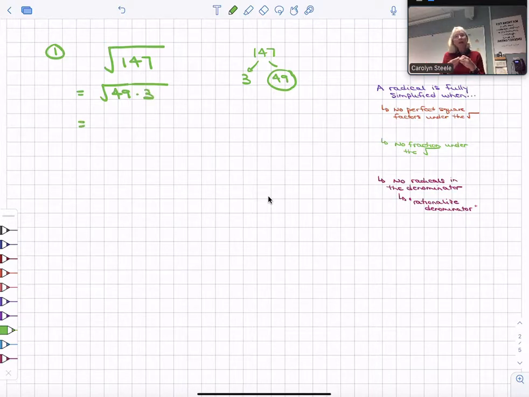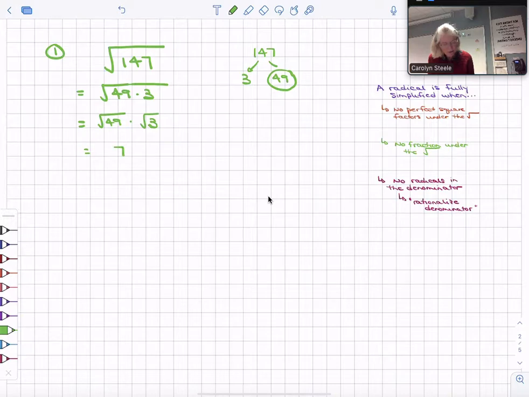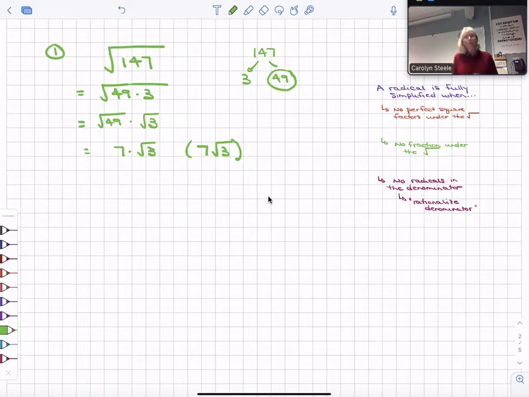And using one of those properties, we can distribute that radical to both of our factors. It's the same as the square root of 49 times the square root of 3, which is equal to 7 times the square root of 3. Sometimes we put the dot there for multiplication, but this is equivalent to just saying 7 root 3, or 7 square root of 3. When there's no operation there, just like 3x, it means multiplication.